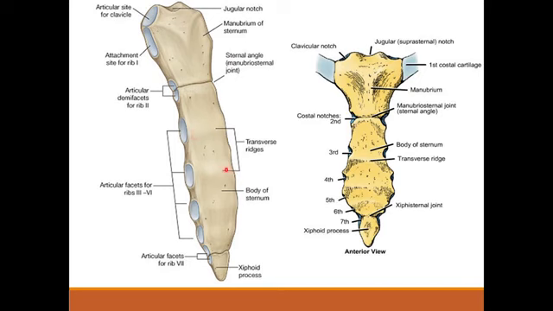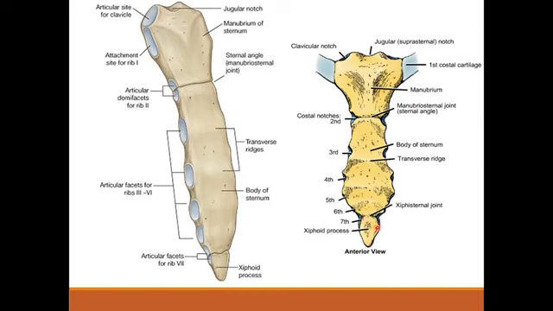There are some transverse ridges on the anterior surface, horizontal elevations. The reason is that originally the body of the sternum is composed of 4 separate pieces called the sternebrae, which will later on fuse with each other and form the body. So the areas of fusion will turn into transverse ridges.